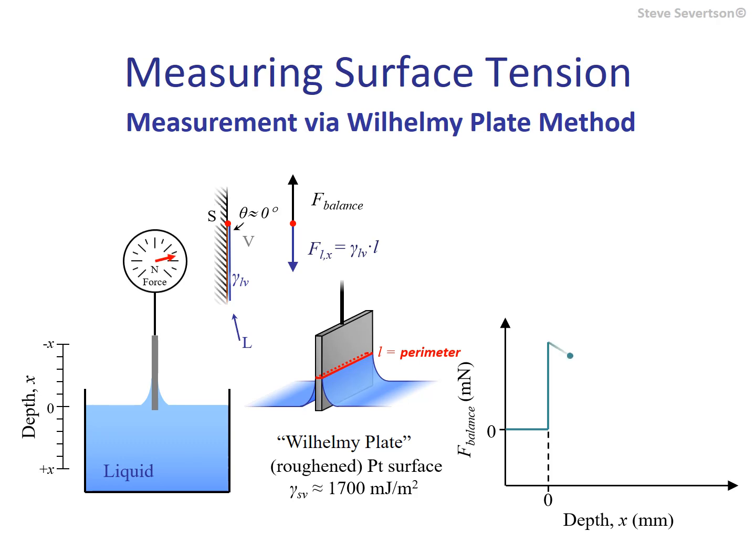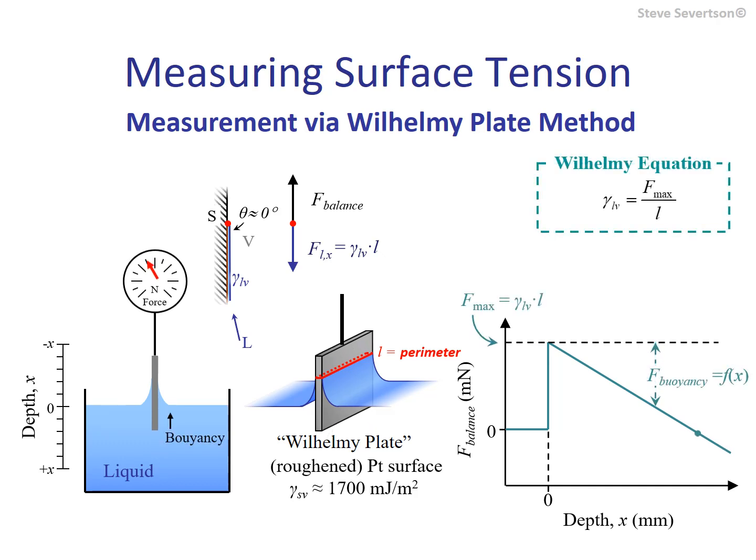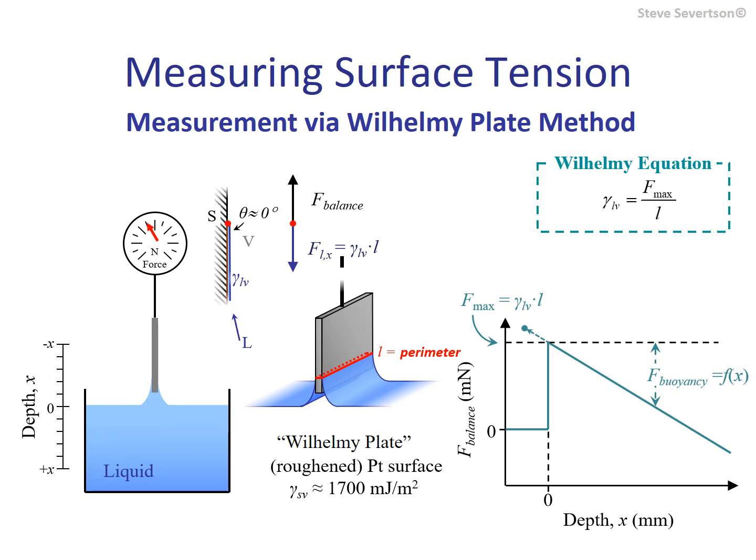As we lower the plate into the liquid, it experiences a buoyancy force pushing up. A plot of the measured force versus plate position allows for extrapolation of the force on the plate to the value where it is not influenced by buoyancy. This is the force value used to calculate the surface tension. The Wilhelmy plate method can also be used to measure interfacial tension.